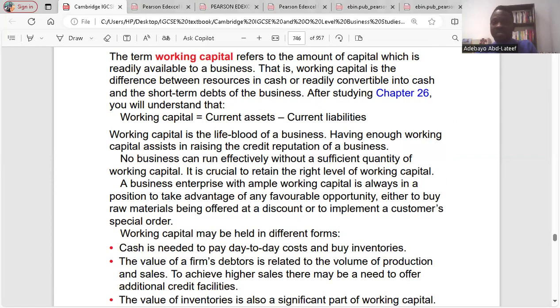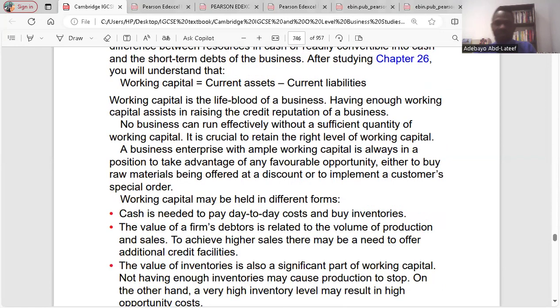Having enough working capital assists in raising the credit reputation of a business. No business can run effectively without a sufficient quantity of working capital. It is crucial to retain the right level of working capital. So why do we call it the lifeblood of the business? We call it the lifeblood of the business because without it, we cannot do anything as a business.